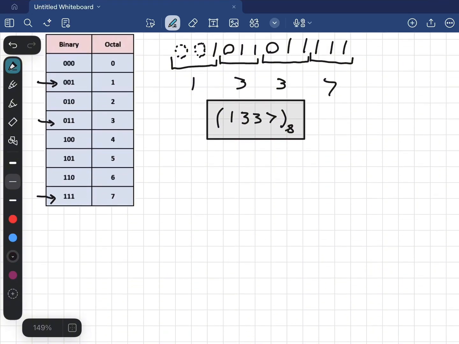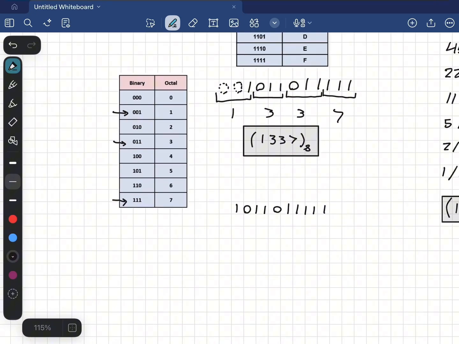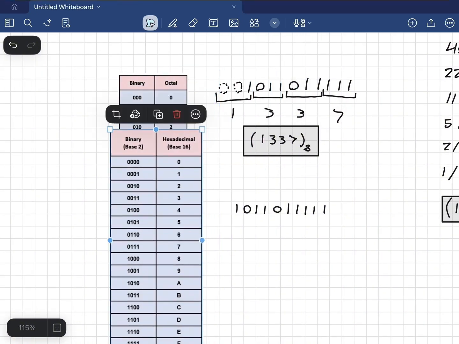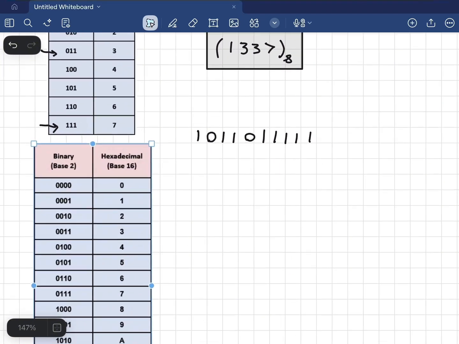And then for the final step, which is finding our hexadecimal form, we will do the exact same thing. Instead of grouping in groups of 3, we'll do it in groups of 4. So we'll rewrite the number 1 0 1 1 0 1 1 1 1 1. But instead of using the octal table, we'll use what's called the hexadecimal table. And we'll make those groups of 4.